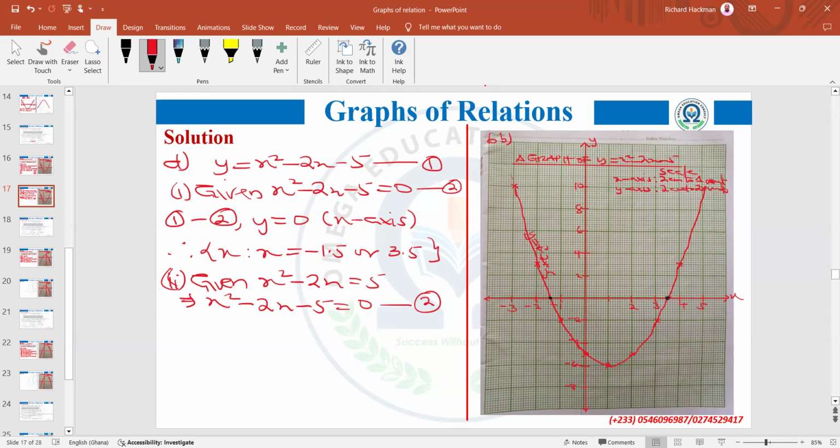So it will be equation 1 minus equation 2. That will give us again y is equal to 0, which is the same as the x-axis. Now you are mature, so you won't write it. You can now draw your conclusion because we've done that one already. The solution will be the same as this. So x will be equal to minus 1.5 or 3.5. Then you close it. Is my point well made?